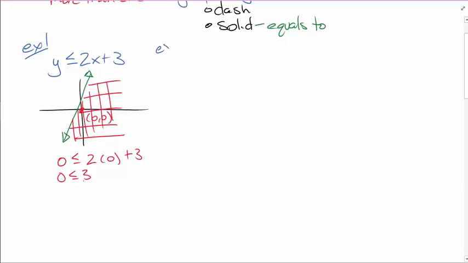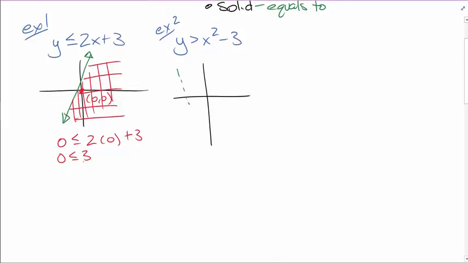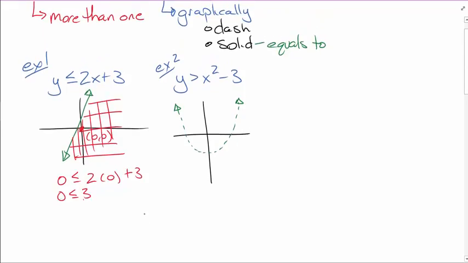A second example that we're going to do is y is greater than x squared minus 3. So in this case, we're going to graph our solution. We're going to graph the curve y equals x squared minus 3, which is a quadratic that's been shifted down 3 units. But in this case, we're going to dot that curve in. And the reason we're going to dot or dash is because equals is not included.